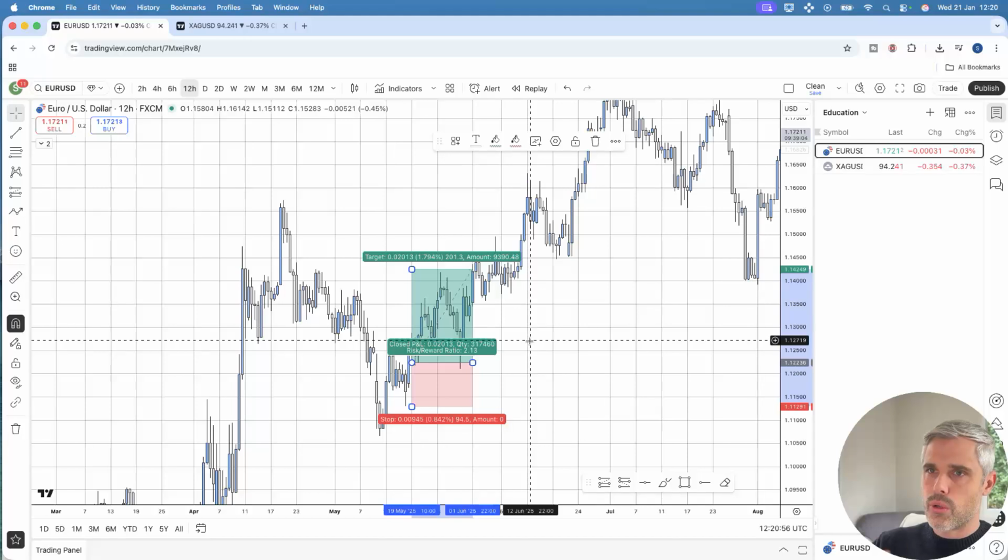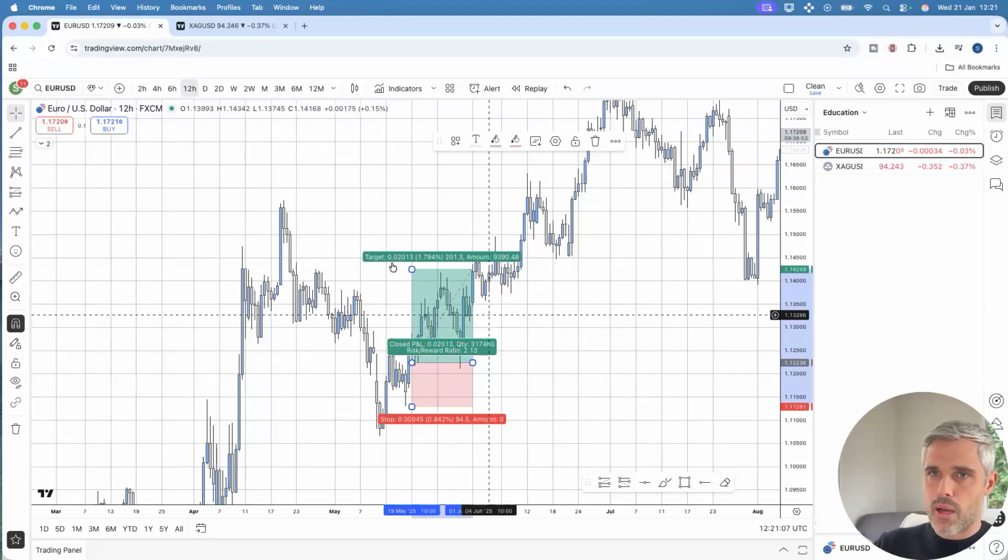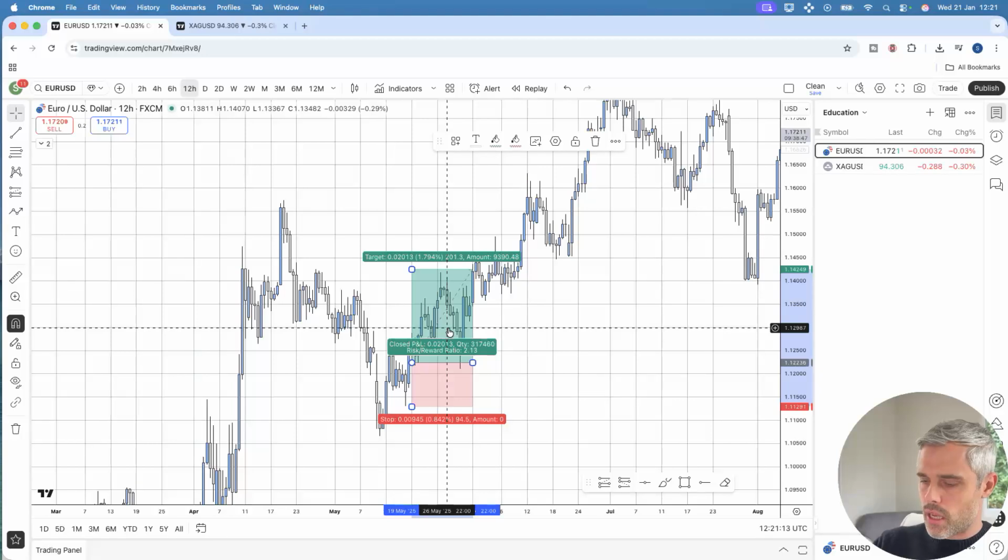So what I want to do is show you exactly how to get into high probability swing trades using lower time frame confirmation in combination with higher time frame bias. I'm going to walk through step by step how to do this on Euro USD. Then we're going to look at some theory and cover another example using silver. So let's get into it.